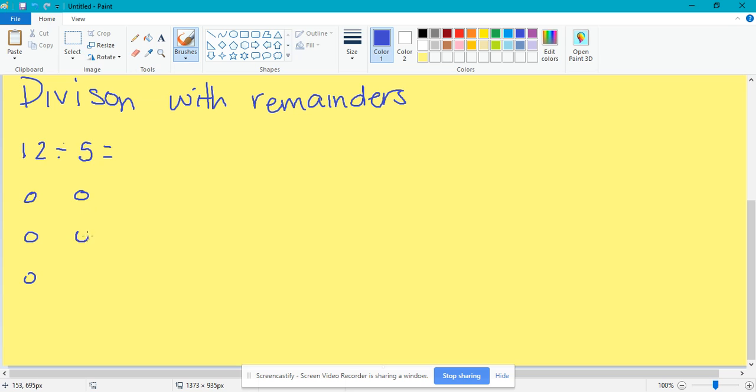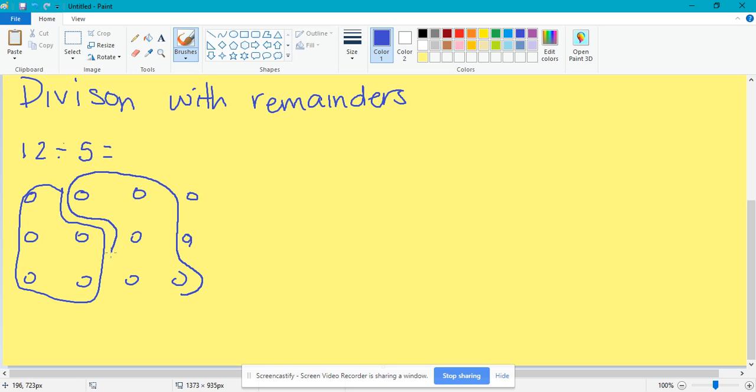left over. So I'm just going to draw 12 circles here. This is just my rough work, right? So we're going to divide it into groups of 5. So 1, 2, 3, 4, 5. All right, let's divide that here. Now 1, 2, 3, 4, 5, dividing that here. And then we have 2 left over.